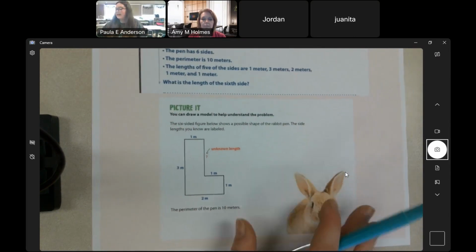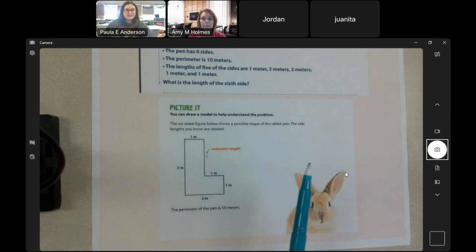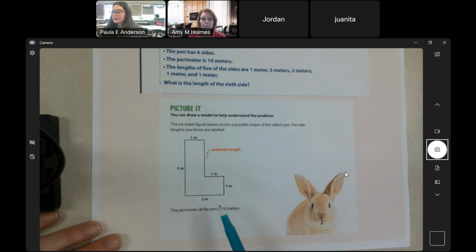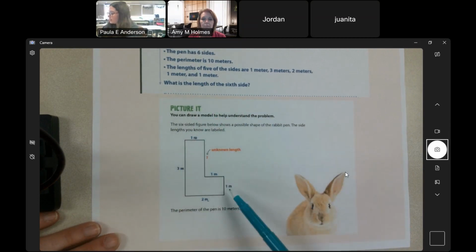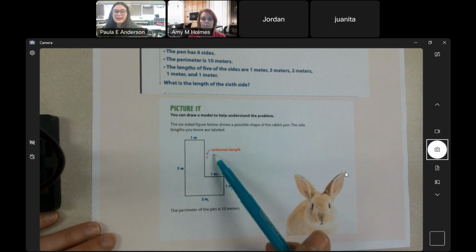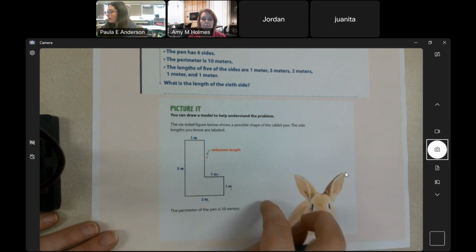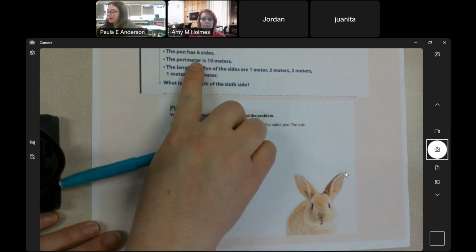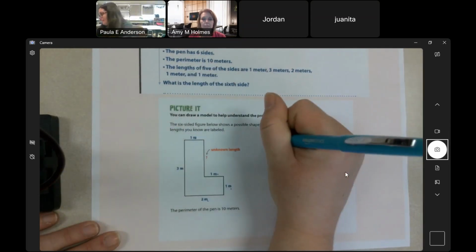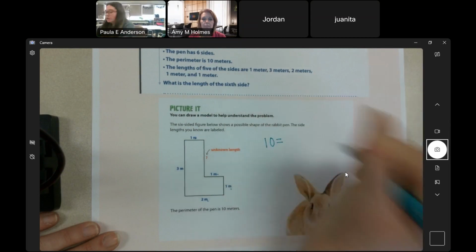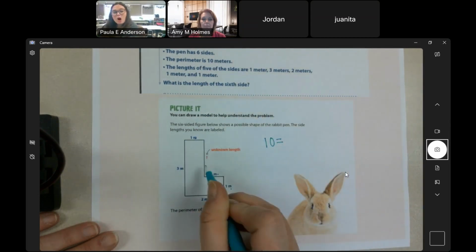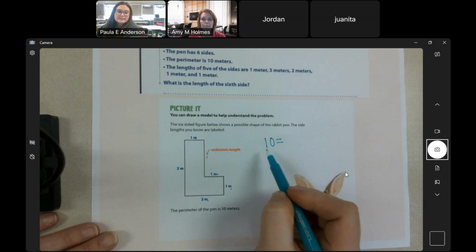So one way you can solve this is you can draw a picture. And so we have a picture down here, and it shows our 1 meter, our 3 meters, our 2 meters, our 1 meter, and our 1 meter. And it's asking, what is the length of this unknown side? So what we're going to do is we know that our perimeter is 10 meters. So we know that these sides all have to add up to give us 10.